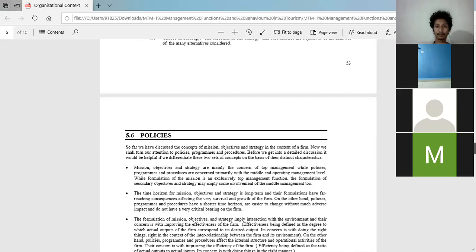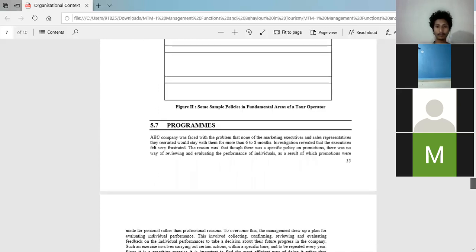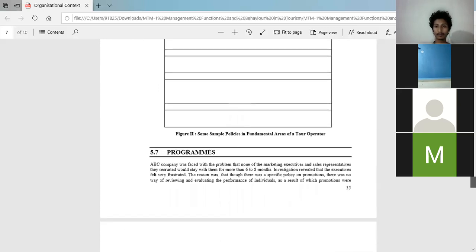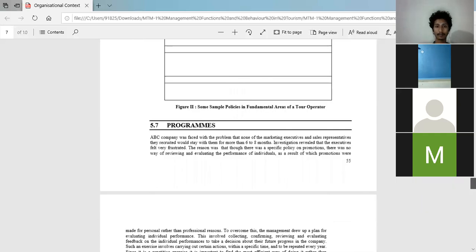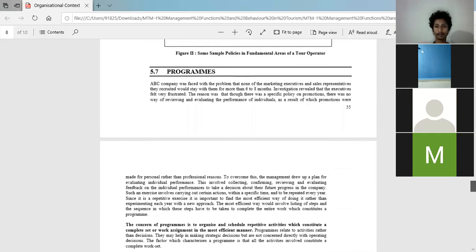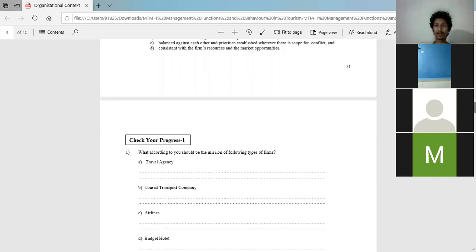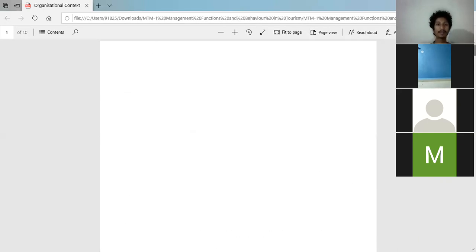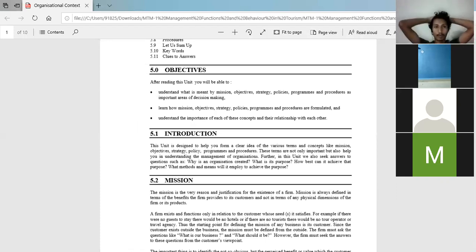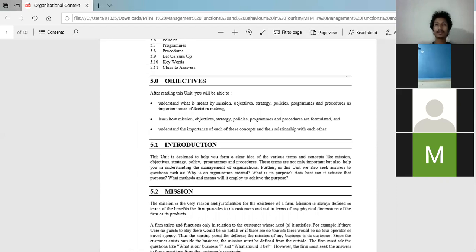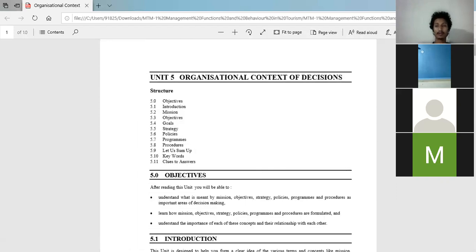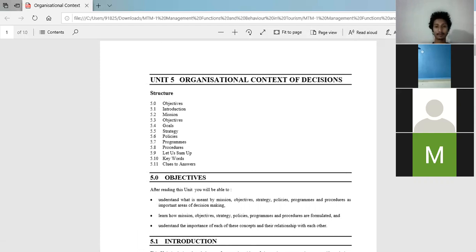Now, if I want to explain program in one word, we can have a nice, small, short definition for programs so it is easy for both of us to understand. A program is like basically what computer programs are: sets of definite systems according to which the company runs, which helps the company to run.